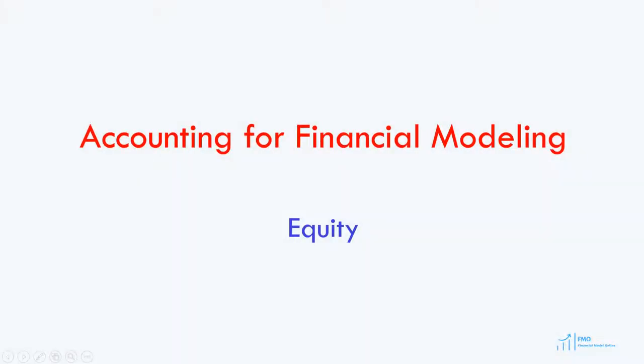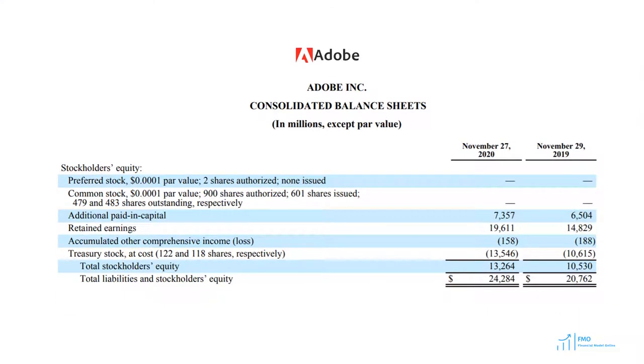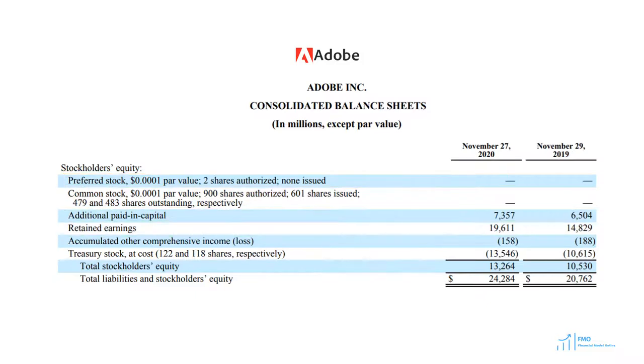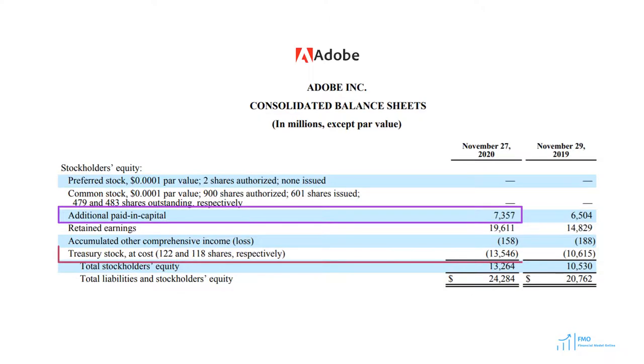Welcome back. In this lesson, we'll talk about equity. Let's take a look at the stockholders' equity of Adobe. The three main components of equity, as reported on the balance sheet, are the preferred stock, the common stock, and retained earnings. And there are other accounts related to common stock, such as additional paid-in capital and treasury stock.